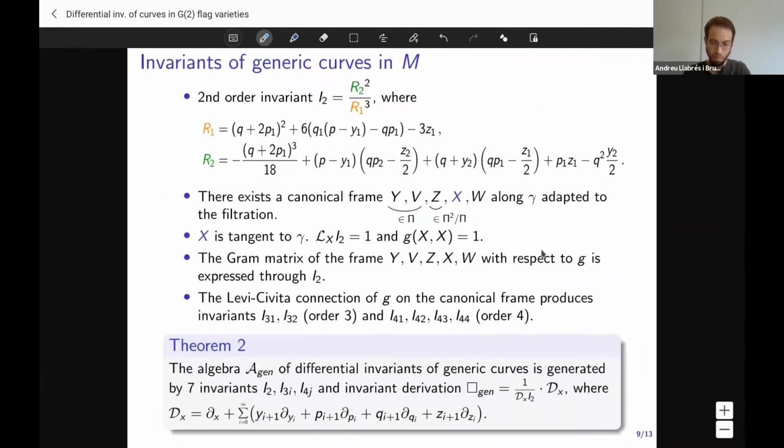For generic curves, the first invariant that we get is of order 2, and this we can get by direct computation, but the next invariants are much more difficult to find. So this is again a ratio of relative invariants to the corresponding powers. We have R1 and R2. And then for the next invariants, we construct a canonical frame along our curve gamma that is adapted to the filtration.